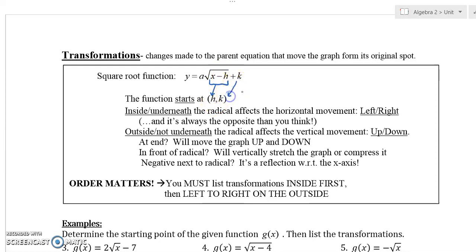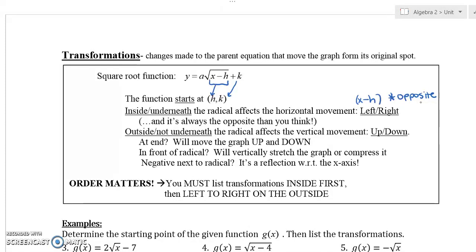and from what we see outside. So those together is where we are going to start. And then we're going to look at, quickly, the x minus h. That controls our left and right. And notice and remember that it's always the opposite of what you think. So if it's positive, it's actually left. If it's negative value inside, then it's actually right. Okay, so it's always opposite.